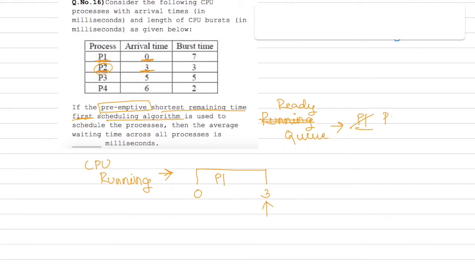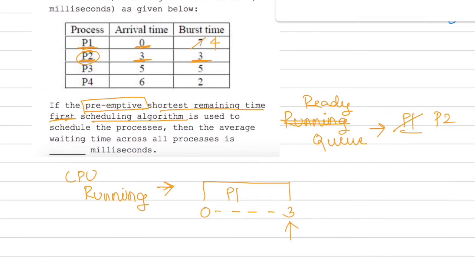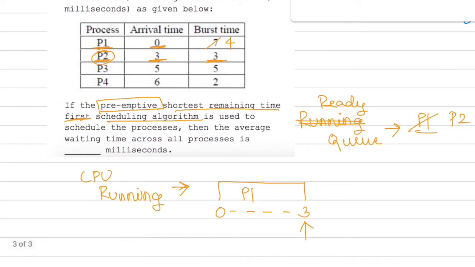So P2 comes into the ready queue. Now P2 has a burst time of 3 seconds. P1 has spent 3 seconds. So P1's remaining time is 7 minus 3, 4. Okay, let me zoom in a bit. So P2 has a burst time of 3 seconds, whereas P1 has a burst time of 4 seconds now.